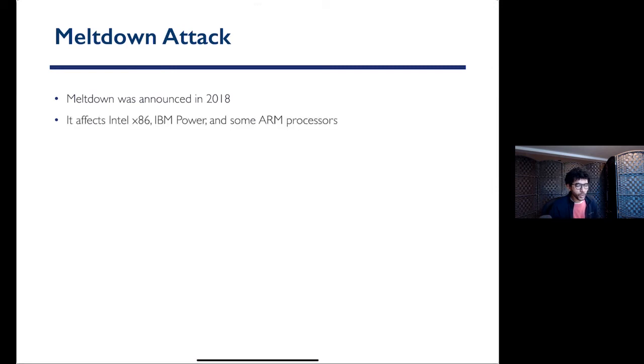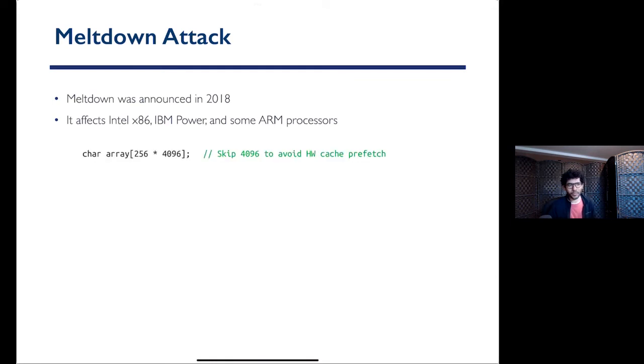Now, it also impacted IBM Power architecture. It also impacted many ARM processors. Somehow, magically, it wasn't impacting AMD. So AMD processors were safe from the Meltdown attack. But the fun was short for AMD, because then the Spectre attack came, and with the Spectre attack, all processors were impacted.